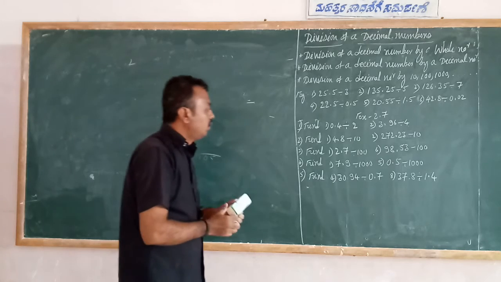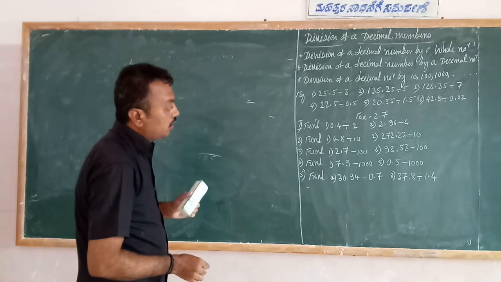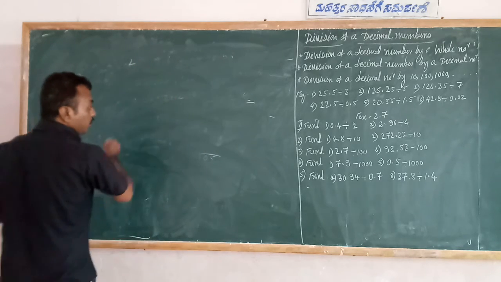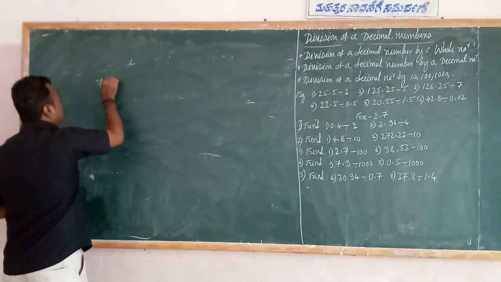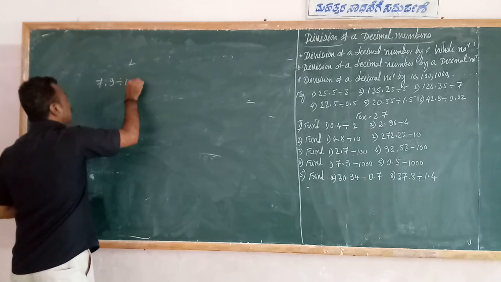What is the fourth question? Find 7.9 divided by 1000. Here you have to divide by 1000. 7.9 divided by 1000.